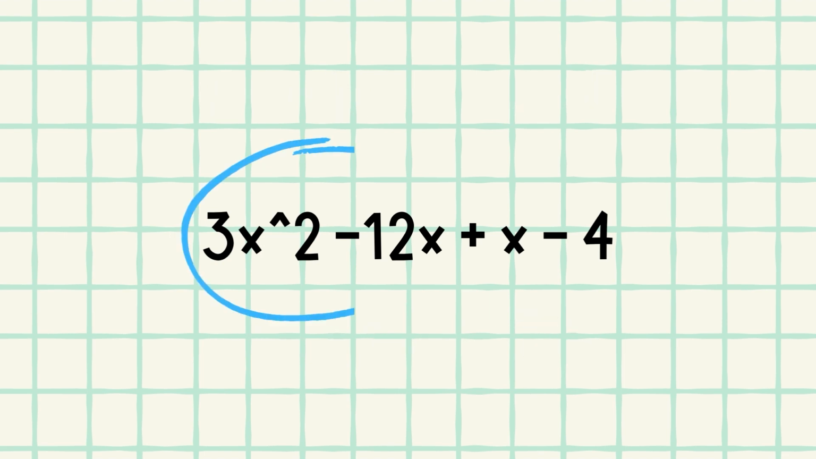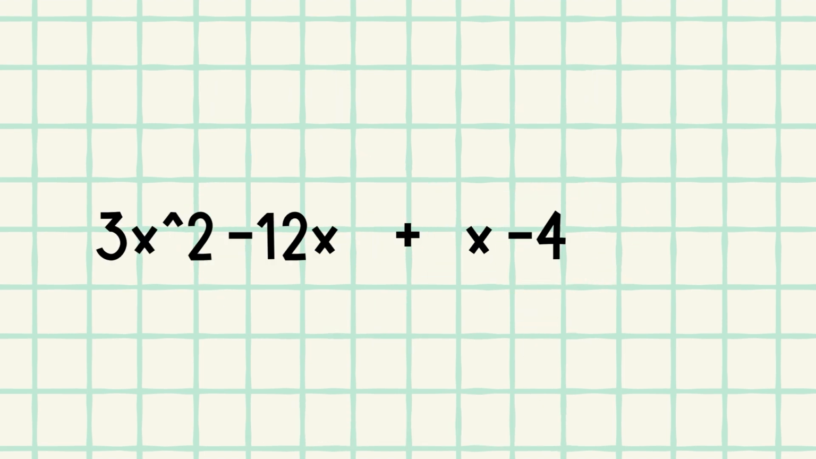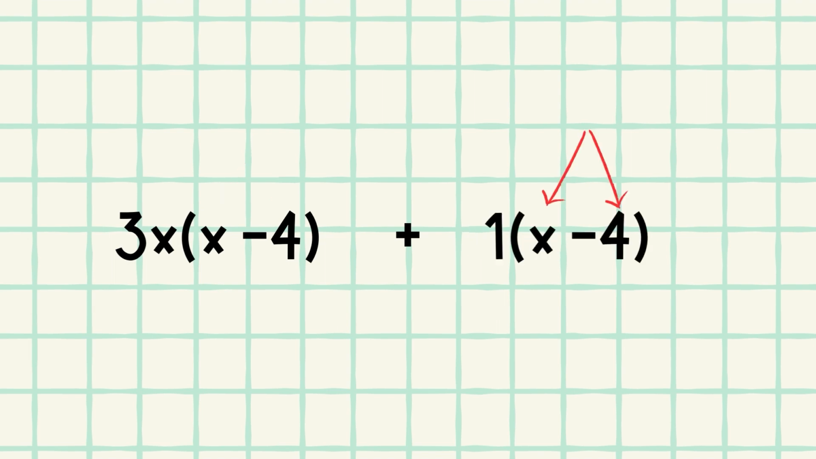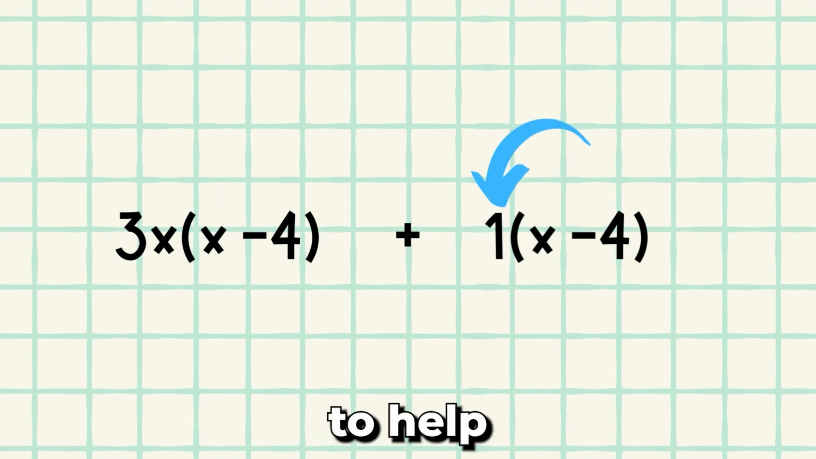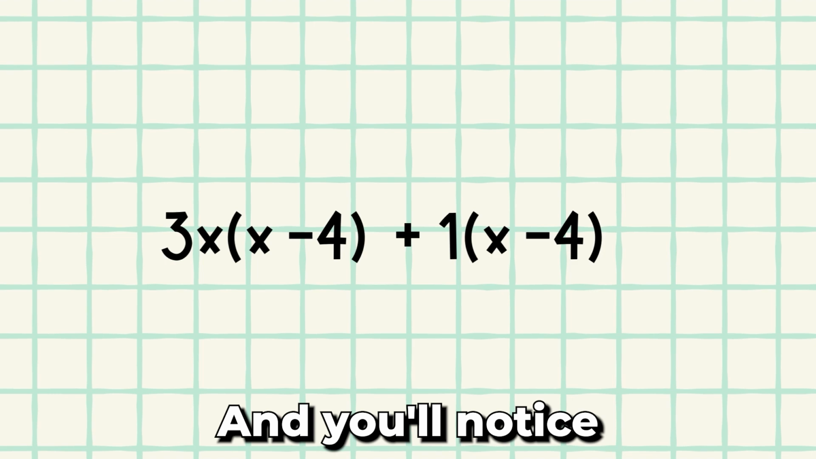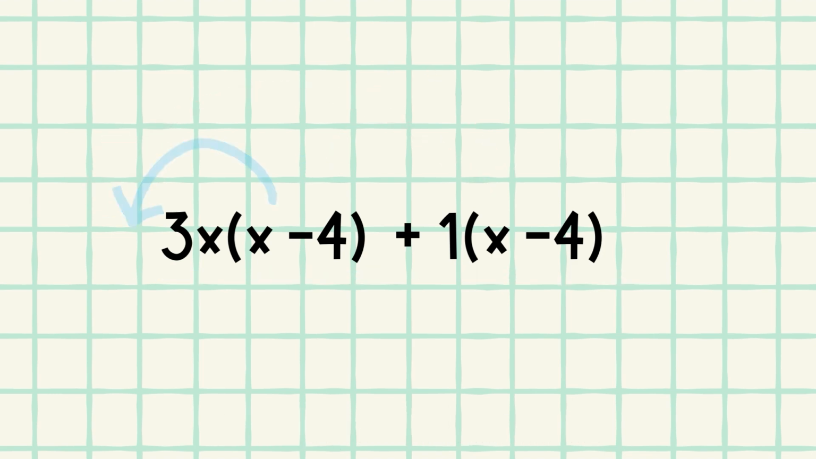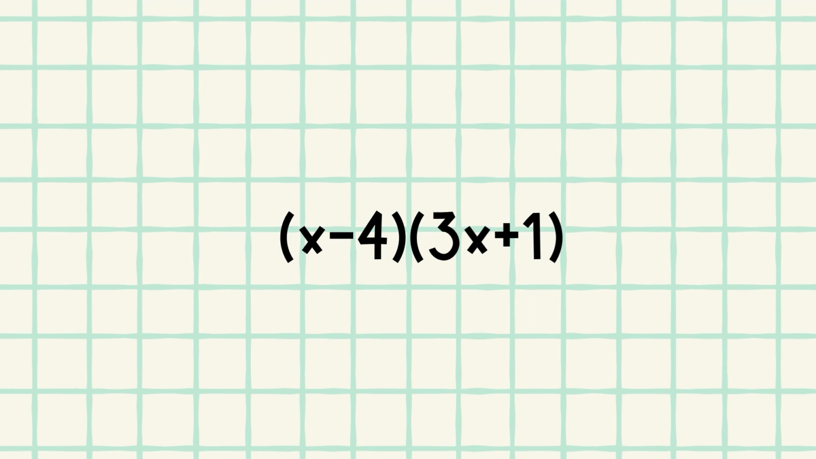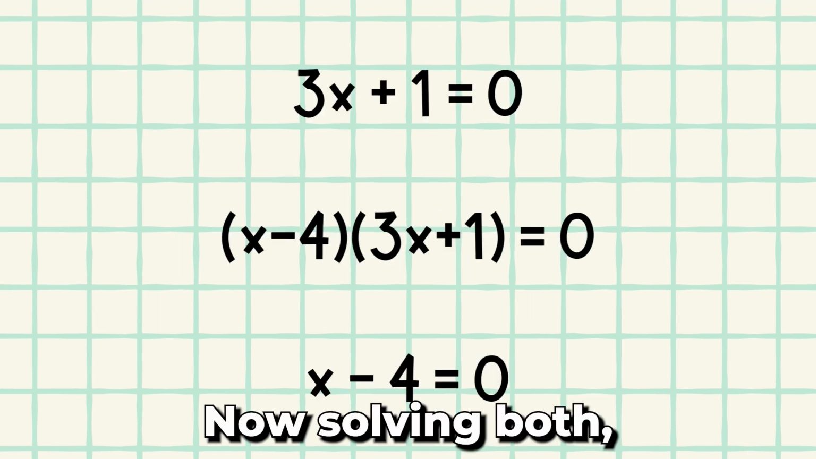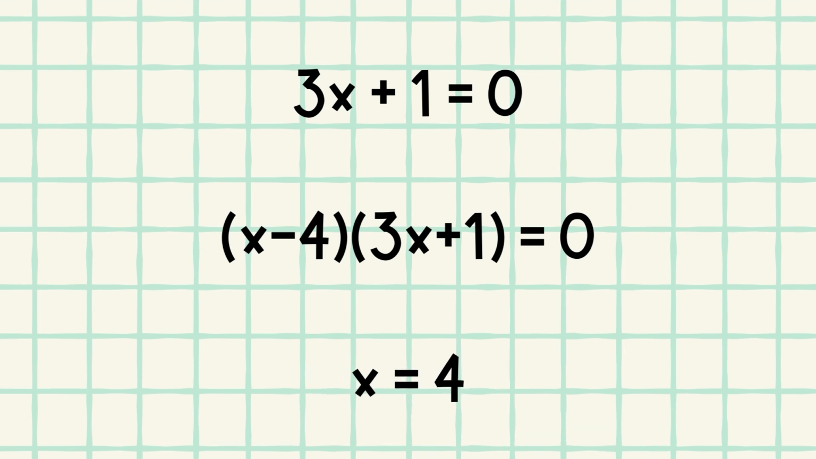We can now factor these two parts independently. We pull 3x from these two and 1 from these two, which I just pulled out to help visualize the problem. And you'll notice that both of these share an x minus 4, so we can factor that out and rewrite this as x minus 4 times 3x plus 1 equals 0. Now solving both, we get x equals 4 and x equals -1/3.